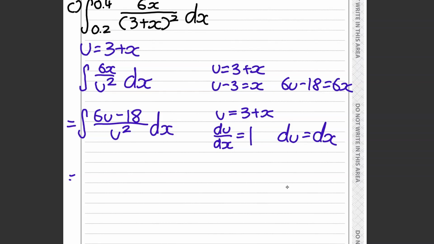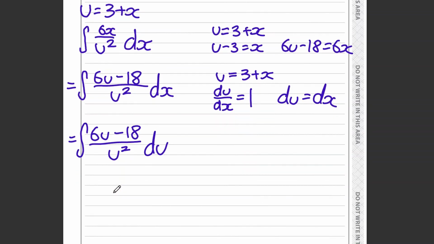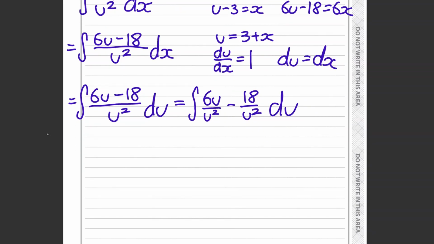So we can write this as the integral of (6u minus 18) over u squared, du, and this we can integrate. If we split up this fraction, we have two terms in the numerator and one term in the denominator, so it's going to be 6u over u squared minus 18 over u squared, du, and then we can simplify this further.